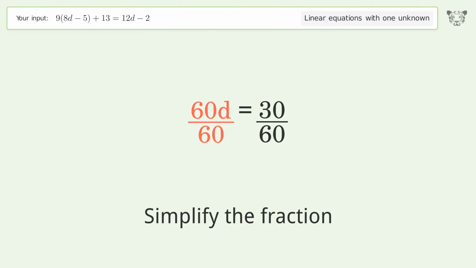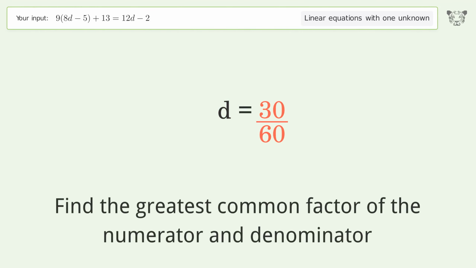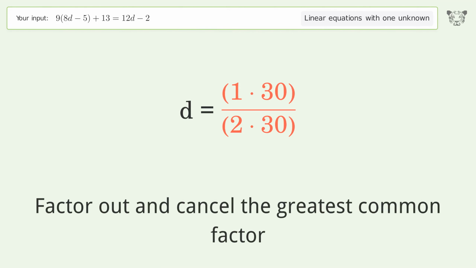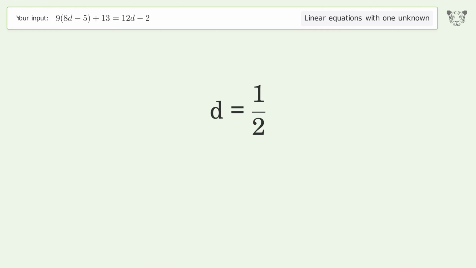Simplify the fraction. Find the greatest common factor of the numerator and denominator. Factor out and cancel the greatest common factor. And so the final result is d equals 1 over 2.